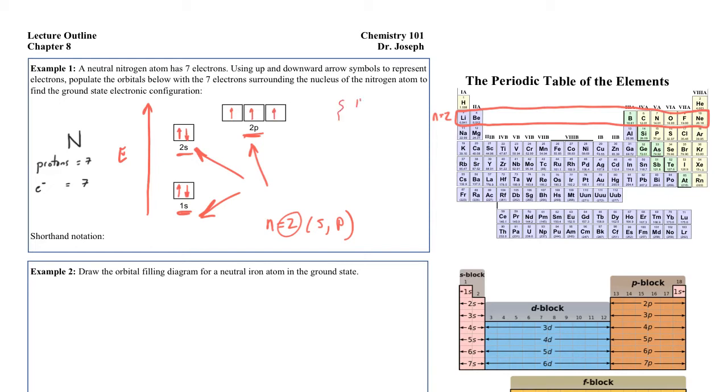Okay, so if we take a look at what we've done, we have 7 total electrons drawn in this configuration. We've got 2, 2, and then 3. So that's a total of 7. So this would be the correct electronic configuration for nitrogen.